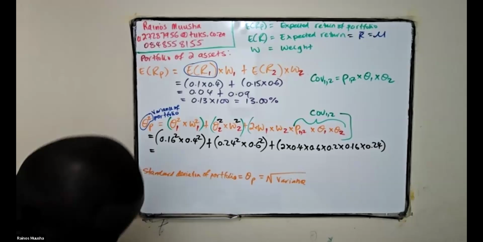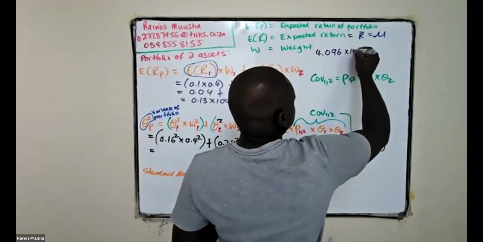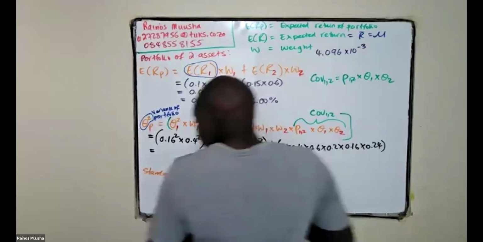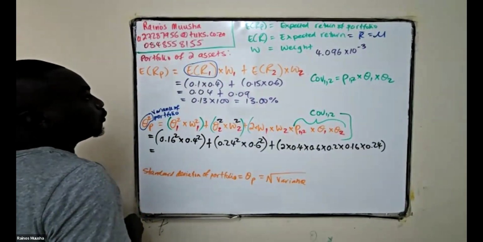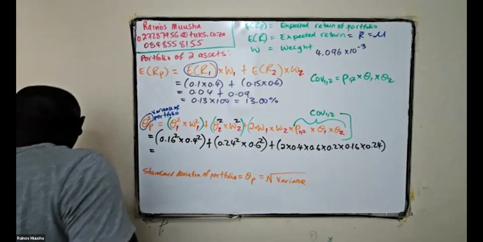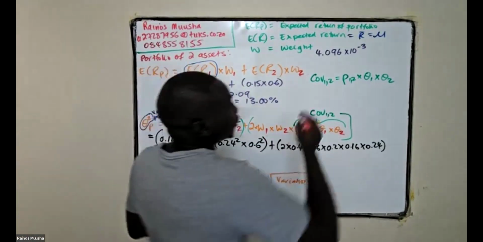For the first one, I'm getting 4.096 times 10 to the power negative 3. I don't know if that's correct. But if you're getting a figure of 4.096 multiplied by 10 to the power negative 3, what this means is that you need to move.